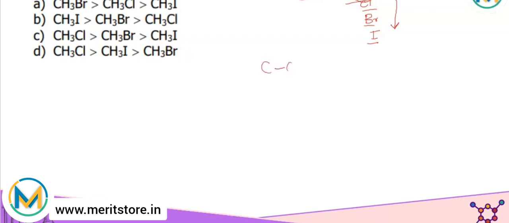So now the C-Cl bond will have higher polarity than that of C-Br and then that of C-I. C-I will have the lowest. Now looking at the options, which is having chlorine as the highest? Here we have C and D, which have the C-Cl bond first. But then we have bromine, which is there in only option C, and then C-I. So the correct order of C-X bond polarity is option C: CH3Cl having the highest polarity, then CH3Br, and CH3I will have the lowest.